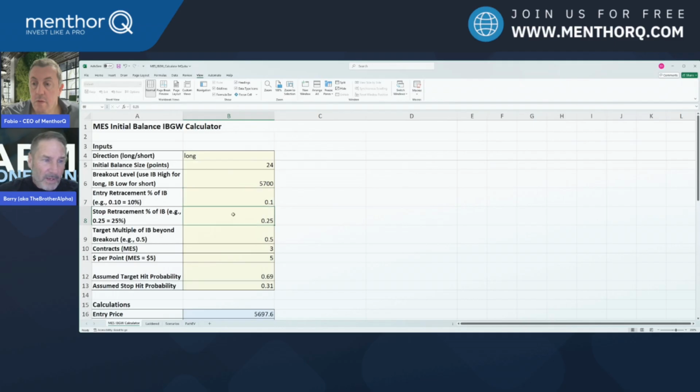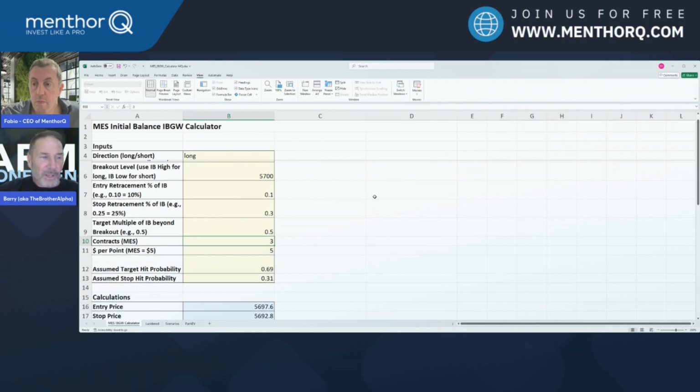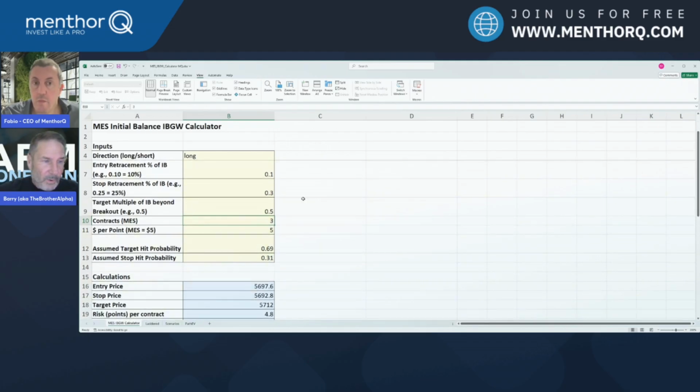What about my stop? Should it be 0.25? Should it be 0.3 so that I don't get stopped out, etc.? I know what my target is. I know how many contracts I might want to use. So if I just use 3, which is in everybody's budget. By the way, that's what I use for $50,000 prop accounts. I use 3 contracts because you don't want to oversize. What's your point per MES? $5.